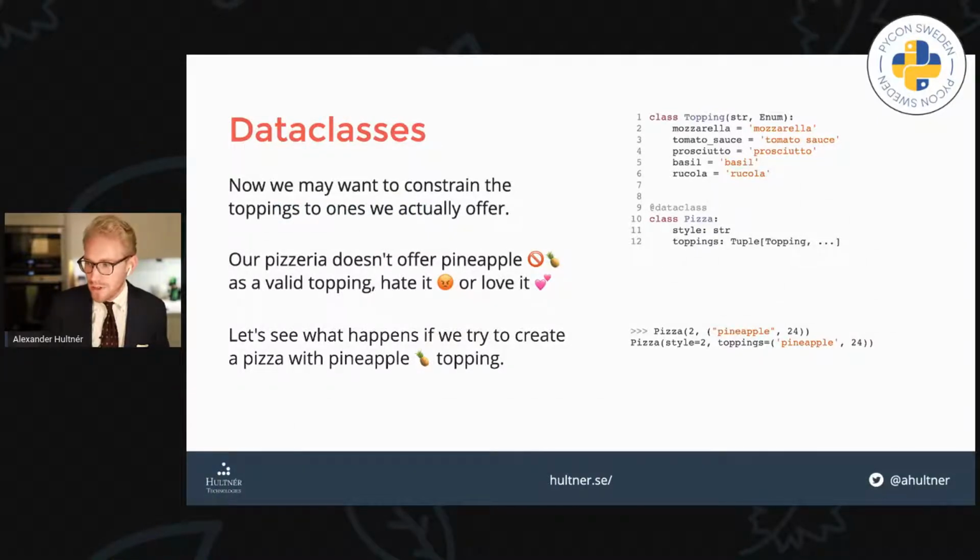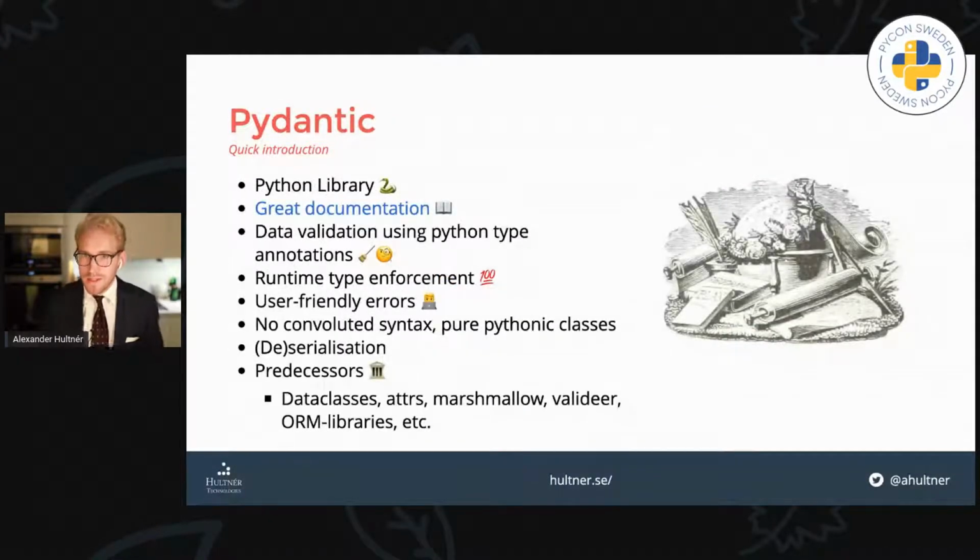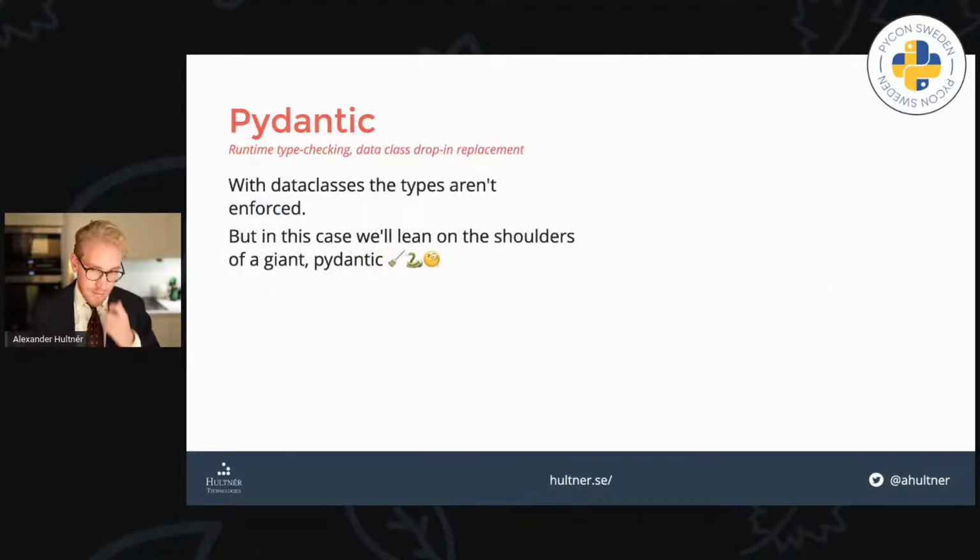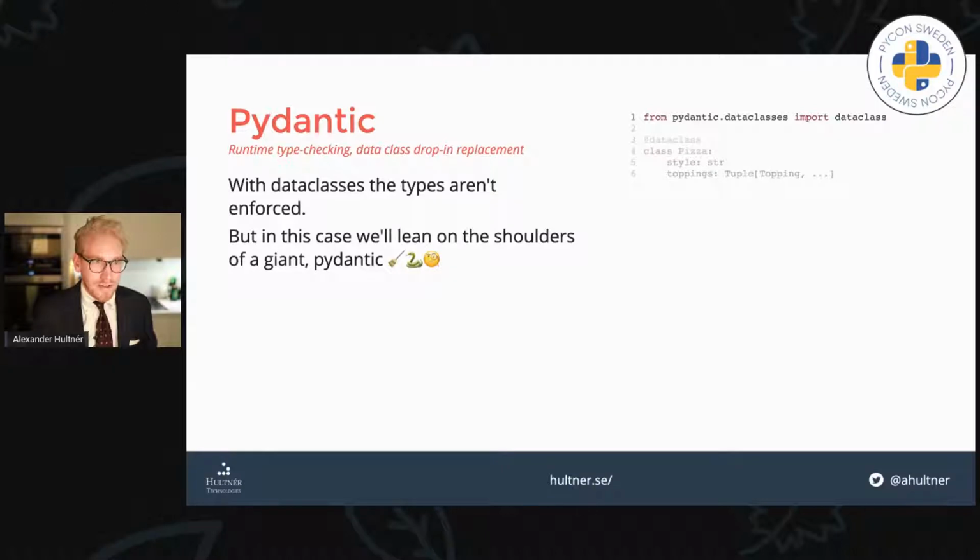So how do we restrict this? Well, this is where Pydantic comes in with its runtime type checking. It's a Python library with great documentation: data validation using Python type annotations, runtime type enforcement, user-friendly errors, no convoluted syntax. It's pure Pythonic classes with built-in deserialization, and there have been similar libraries before, but not quite as easy to use. With data classes, the types aren't enforced, but with Pydantic, they are.